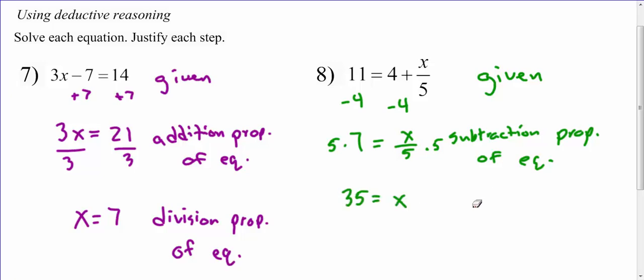And again, we have to ask ourselves, what allows us to do that? What tells me I can multiply both sides of an equation by the same number? In this case, it's 5. Well, the property is called the multiplication property of equality.